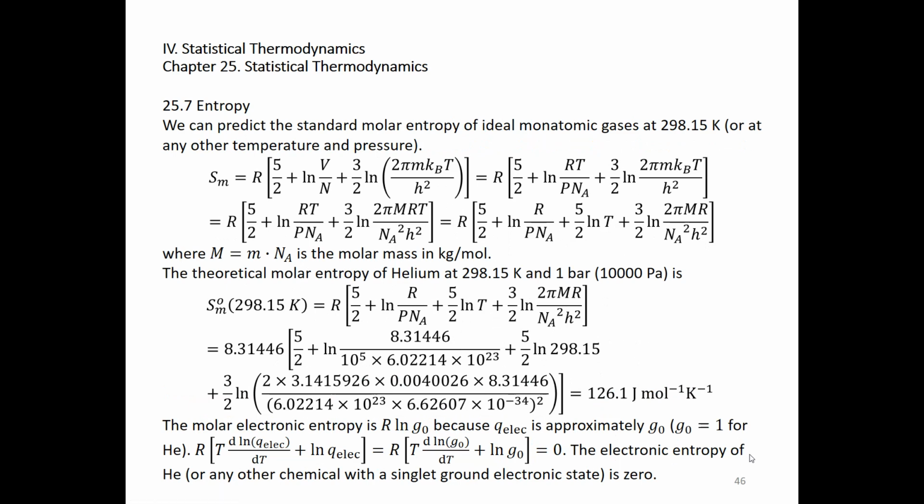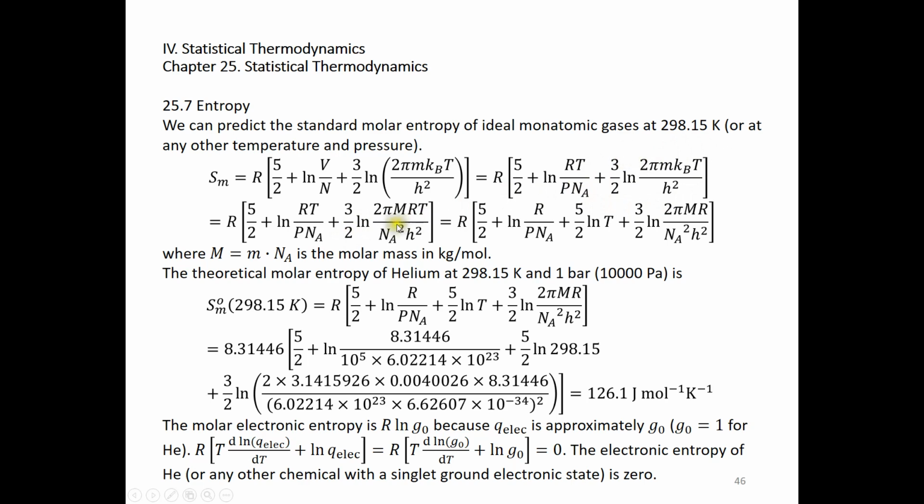We can predict the standard molar entropy of ideal monatomic gases at room temperature, and actually any other temperatures or any other pressures. We just need to plug in numbers. First, this is the expression for molar entropy right here, and then V over N is RT over P over the Avogadro constant. It's just because the uppercase N is the number of moles times the Avogadro constant, and we know PV equals nRT. We keep this equation here, so we just change V over N to RT over P times the Avogadro constant on the bottom.